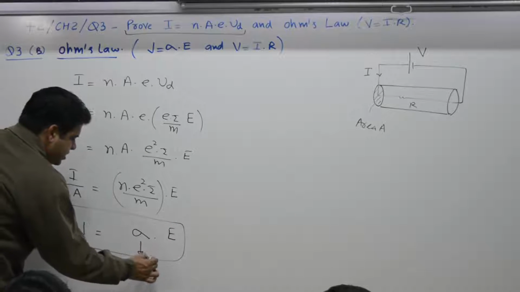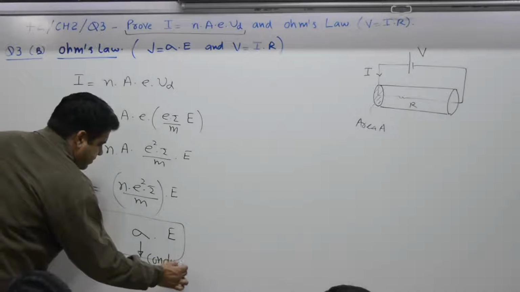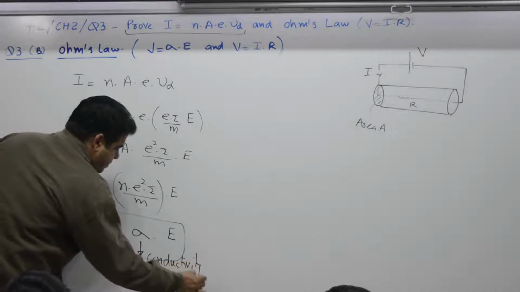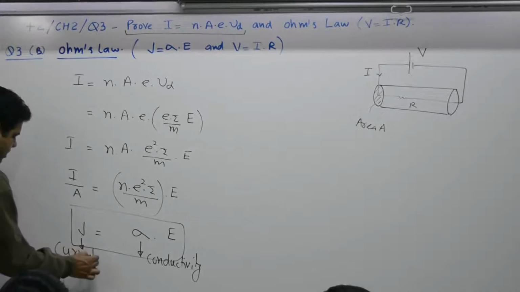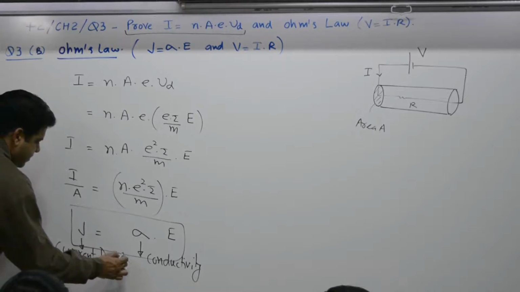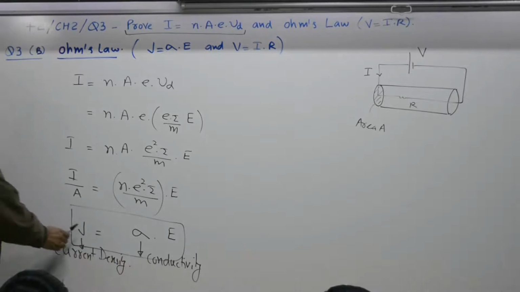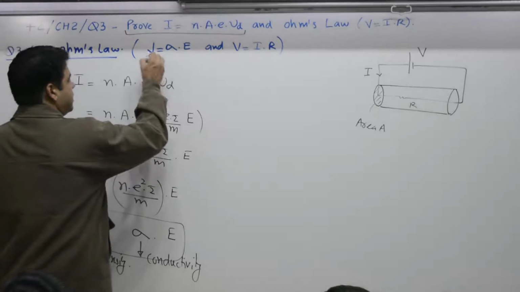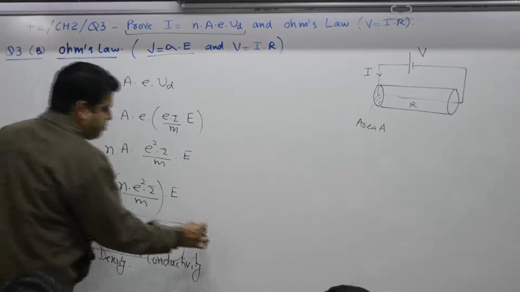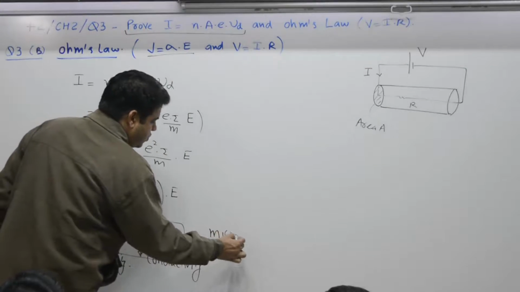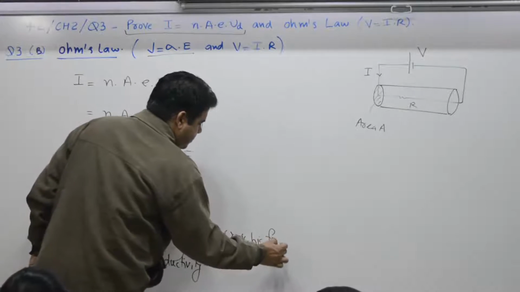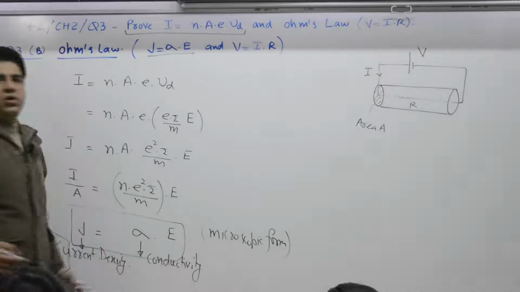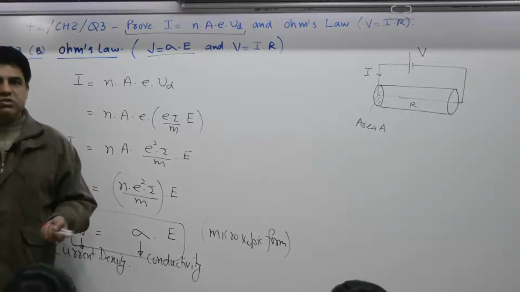It is termed as conductivity, a property of the material. This is conductivity. J is what? Current density. J is equal to conductivity times E is the microscopic form of Ohm's law. Time with you is 3 minutes.